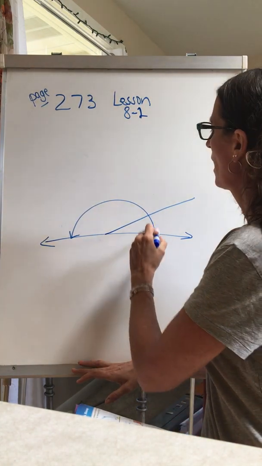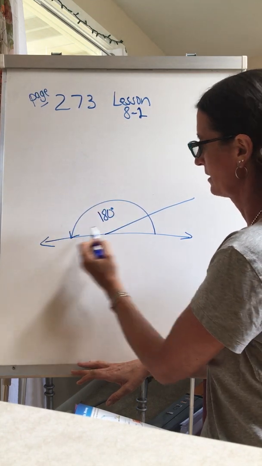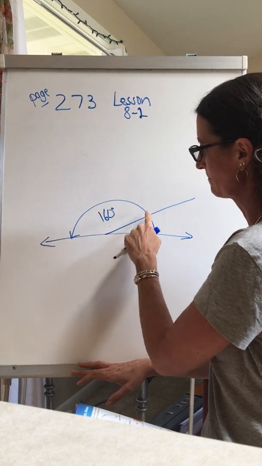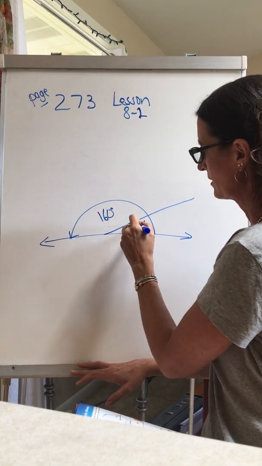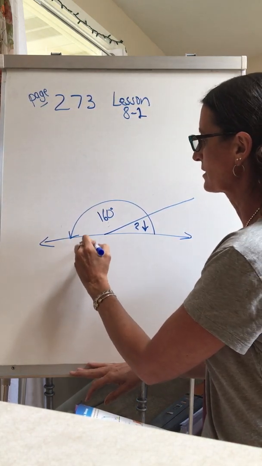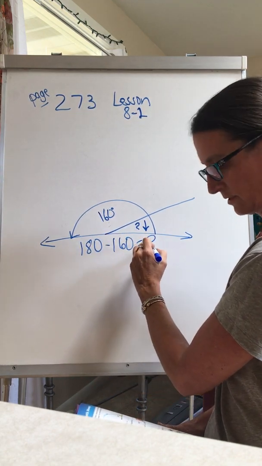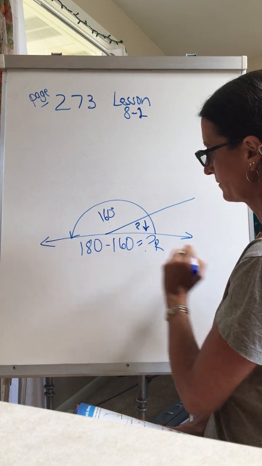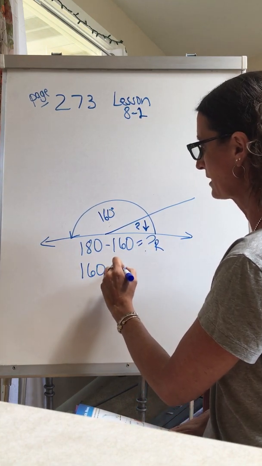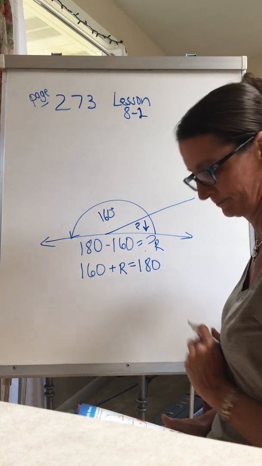Thanks. If we know this whole angle is 180 degrees, or I'm sorry, 160 degrees, then this part is what? Because the whole thing has to be 180. So we could do it as 180 minus 160 equals our question mark, or angle R. Or we could do 160 plus angle R equals 180.